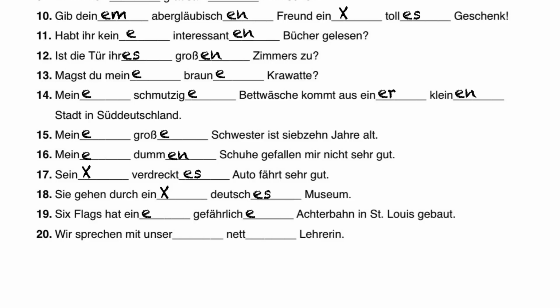Wir sprechen mit blank blank Lehrerin. Lehrerin is a feminine teacher, and so we have to have here the feminine endings for things. Mit is a dative preposition, so we have to have the feminine dative endings, which would be er for the ein-word and en for the adjective. Our full sentence then is, Wir sprechen mit unserer netten Lehrerin.